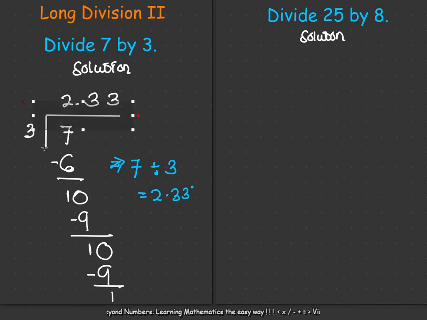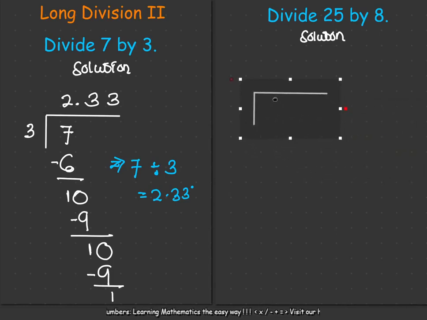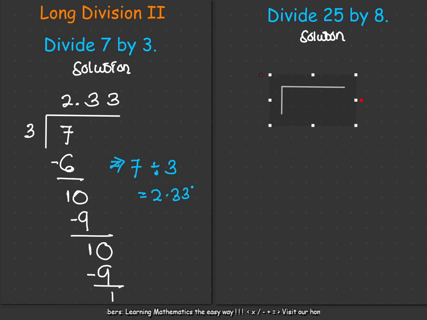So all I'm going to do is get this here and then just bring it here as well. Okay, so with our long division sign done, what do we do? We put our dividend and the divisor where they are supposed to be. So our dividend, which is 25, then 8, which is our divisor.